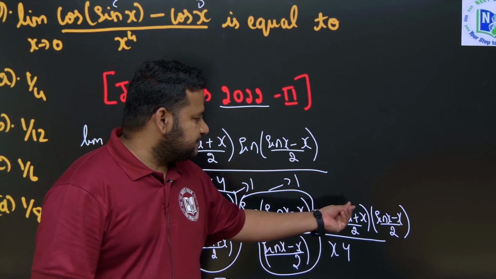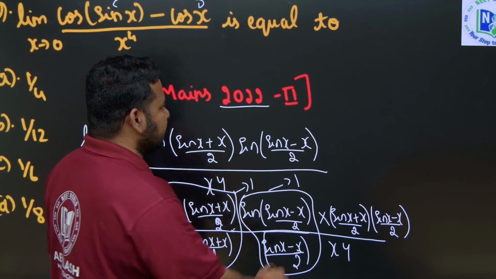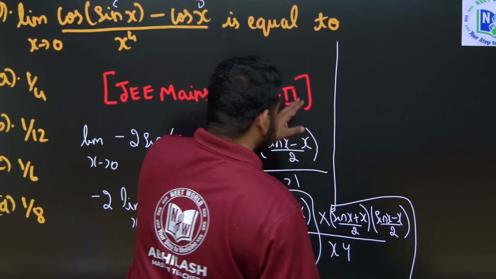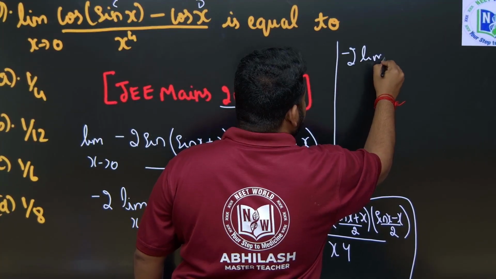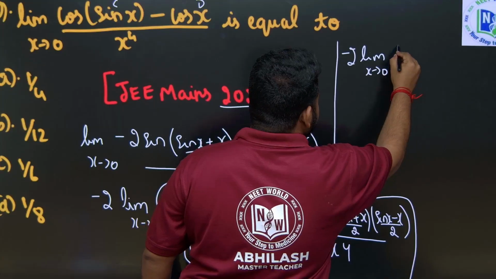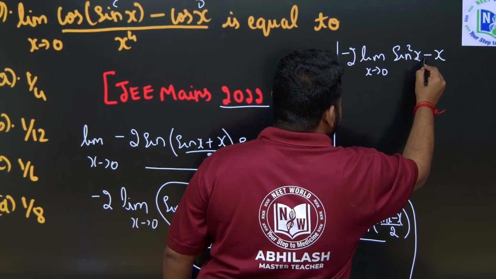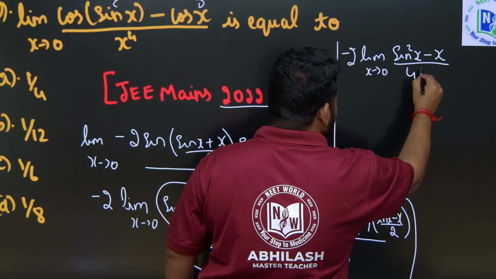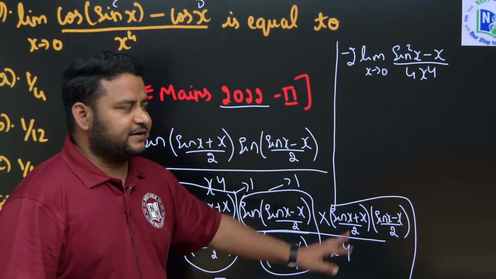So this is the (a plus b) into (a minus b) formula, that is nothing but a square minus b square. So I can write it here. So this will become what, friends? This will become minus 2 into limit x tends to 0 of (sin square x minus x) by 4 into x to the power of 4, because 2 into 2 is 4, it will come down as 4 into x to the power of 4.